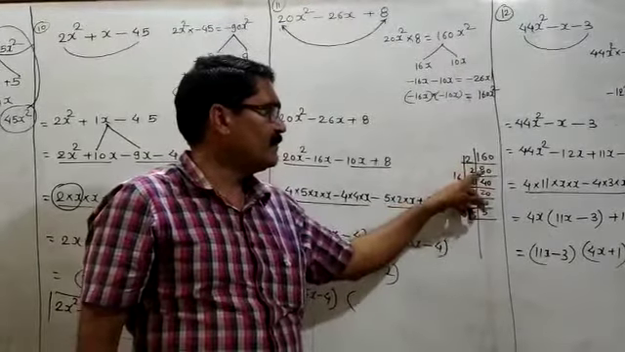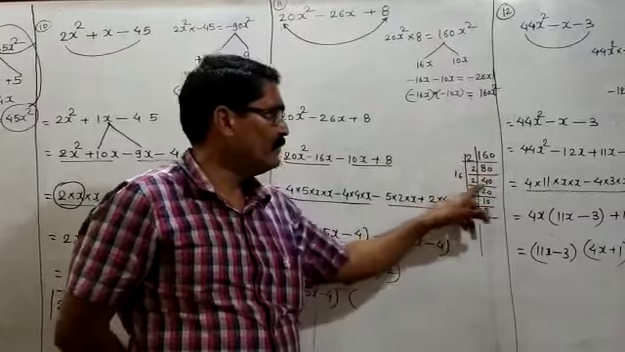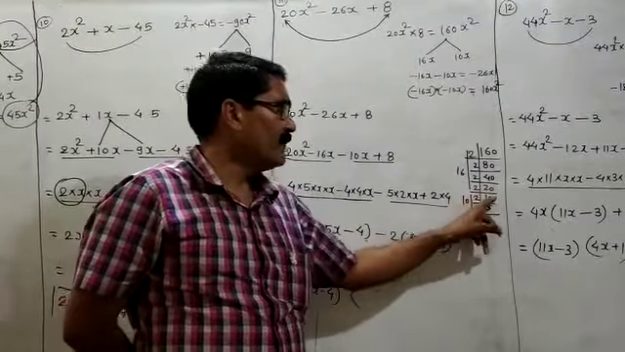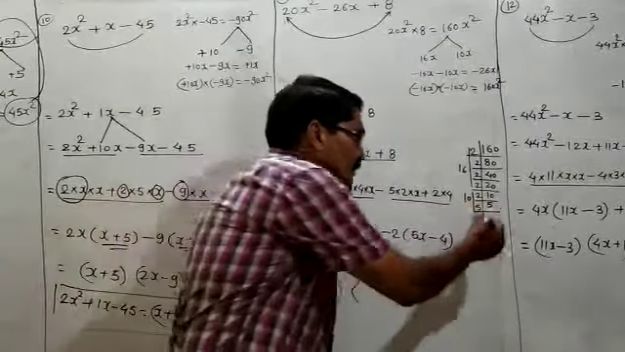160 divided by 2 is equal to 80. 80 divided by 2 is equal to 40. 40 divided by 2 is equal to 20. 20 divided by 2 is equal to 10. 10 divided by 2 is equal to 5. 5 divided by 5 is equal to 1.